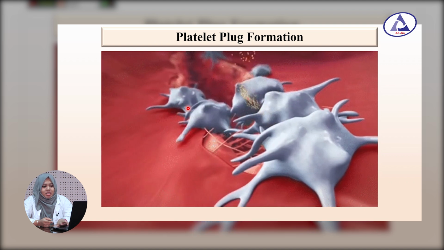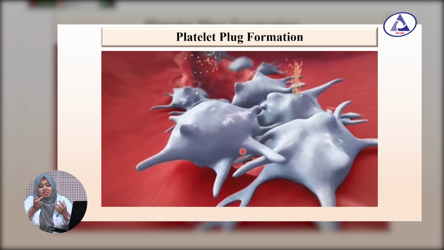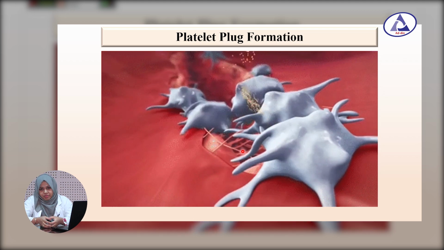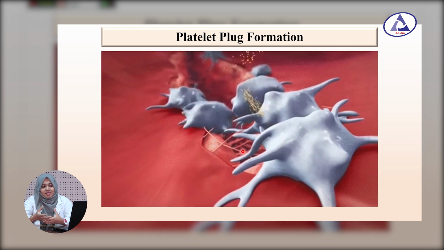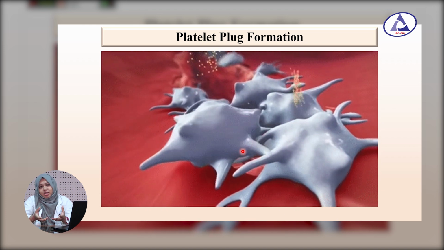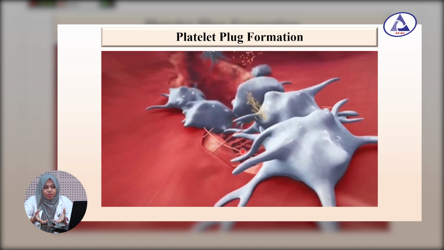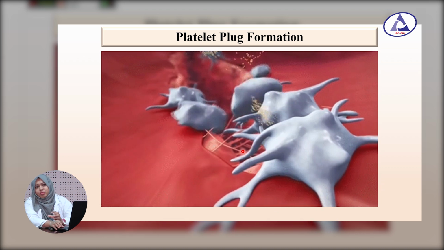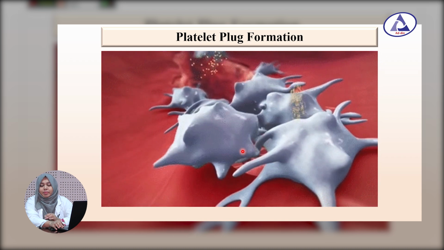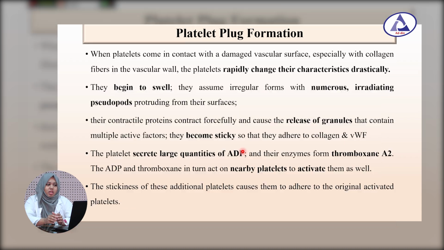Whenever there is a cut in the blood vessel, the platelets suddenly rush to the site of the cut end of the blood vessel, and the platelets change themselves and begin to assume irregular shape and form, and eventually they give rise to a cascade of phenomena which is called the plug formation or platelet plug formation. So what happens in platelet plug formation?